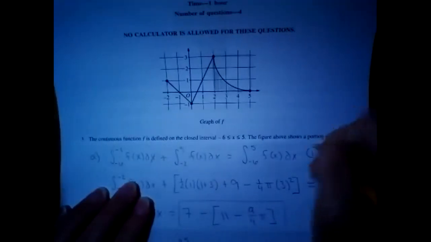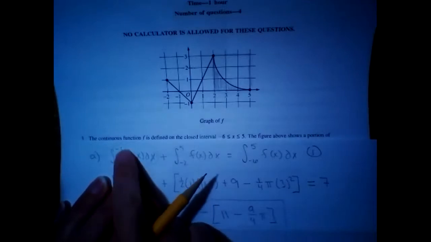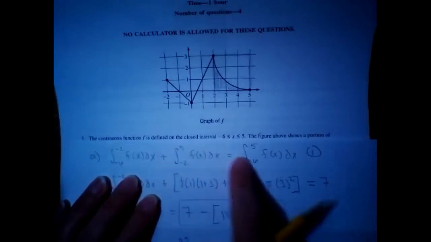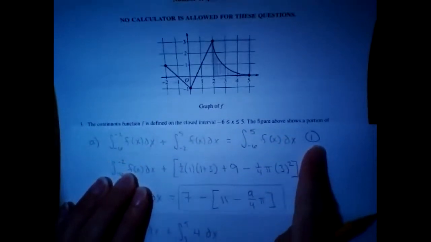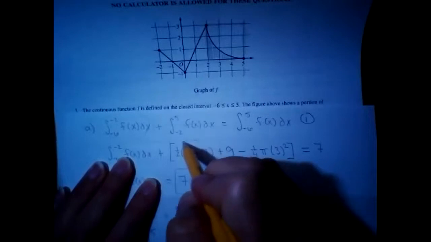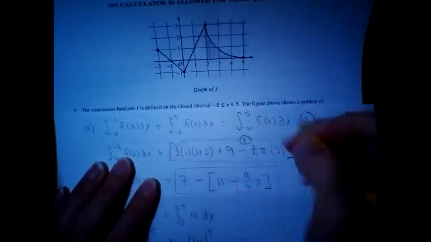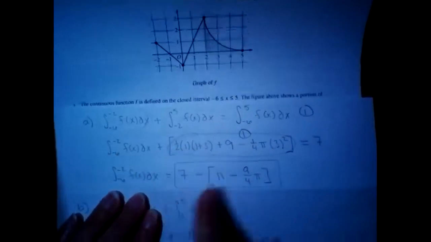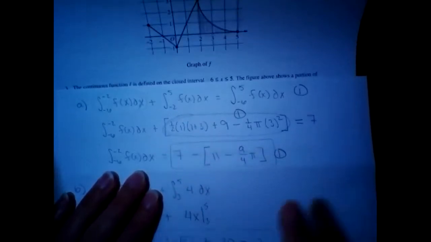So let me go through and do the points for this one. For part A, you get a point for separating these integrals. So writing out this step. So integral from -6 to 2 plus -2 to 5 gives you the whole thing. So part plus part equals whole thing. You get a point for separating it. You get a point for finding the area under the curve on this graph. And then you get a point for subtracting it over to get the final answer. So that last point is just literally for subtracting this over.